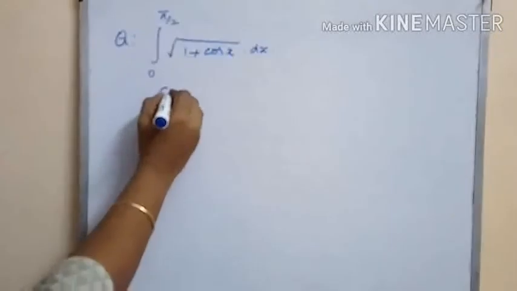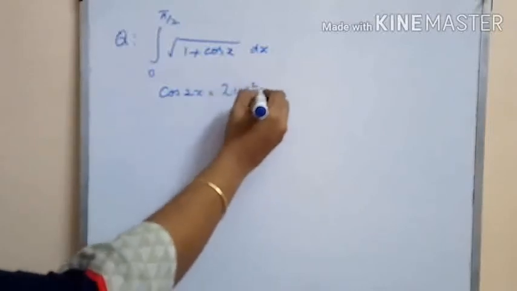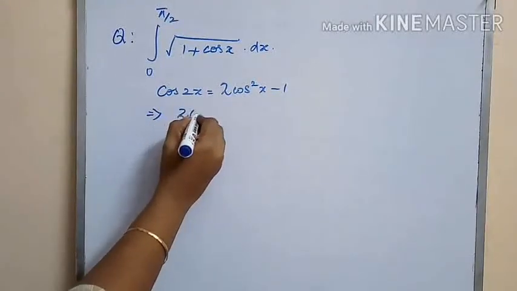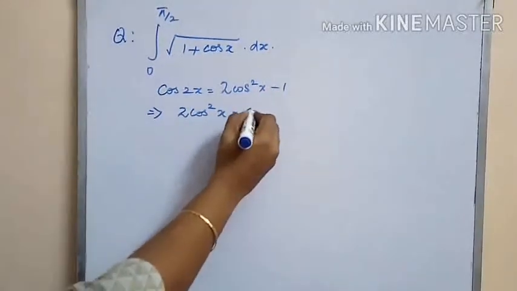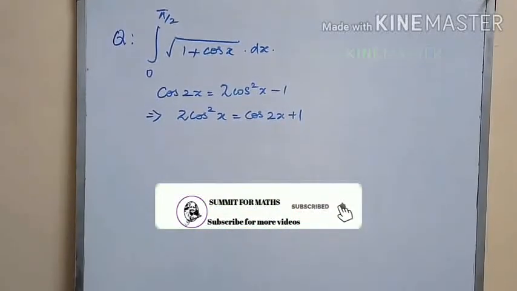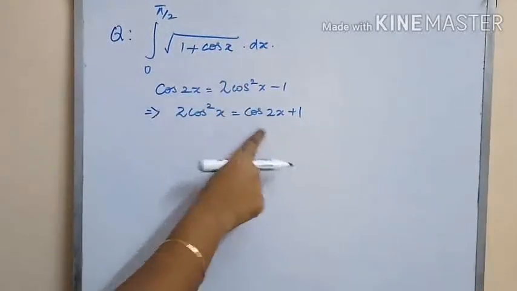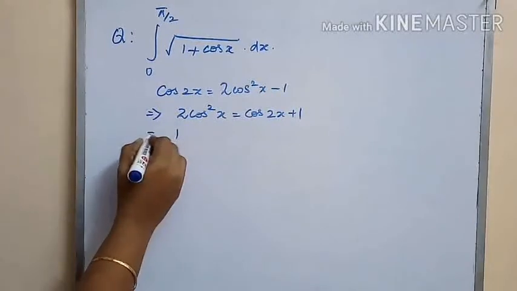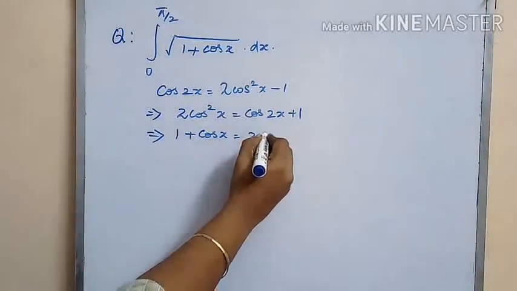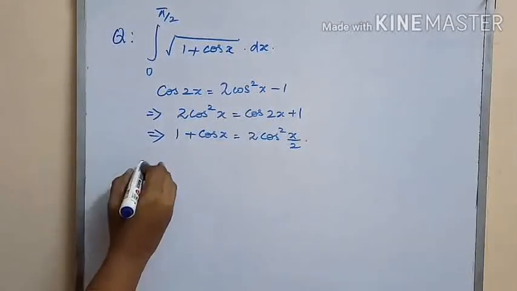The next problem is integral 0 to pi by 2 root of (1 plus cos x) into dx. We know that cos 2x is equal to 2 cos squared x minus 1, which implies 2 cos squared x is equal to cos 2x plus 1. So here in the problem we have 1 plus cos x. So taking half angle formula, we get 1 plus cos x is equal to 2 cos squared x by 2.